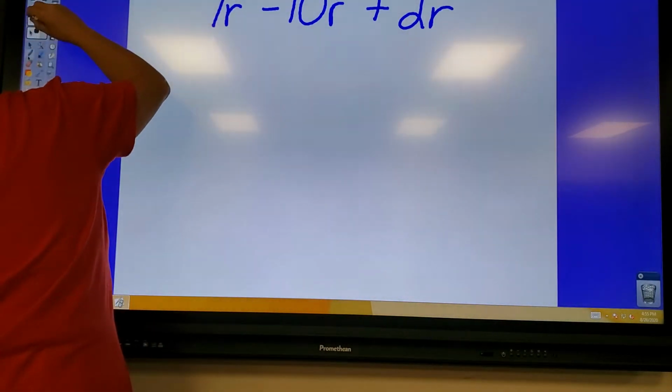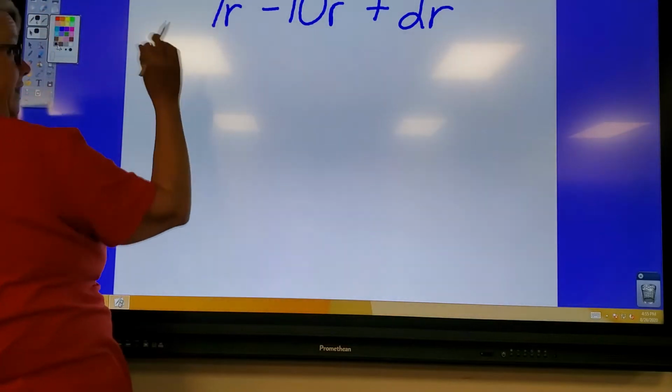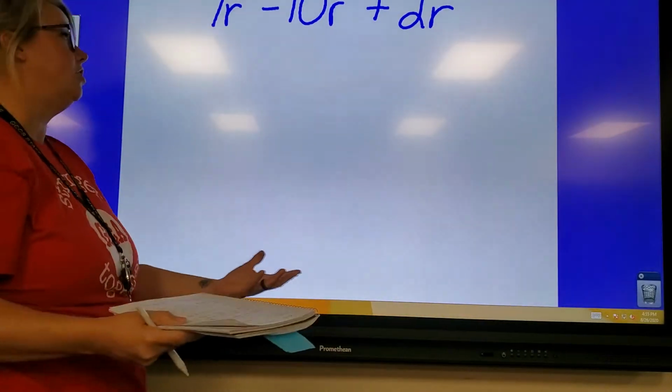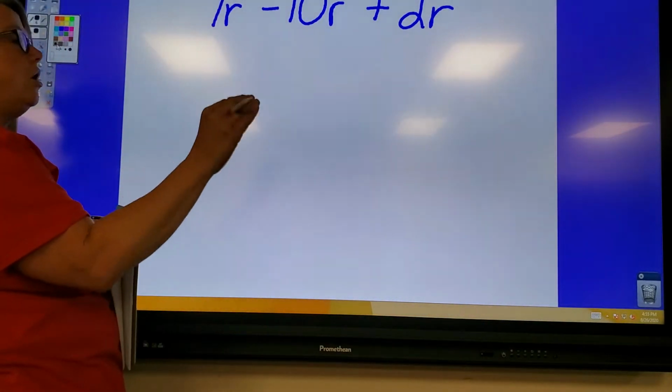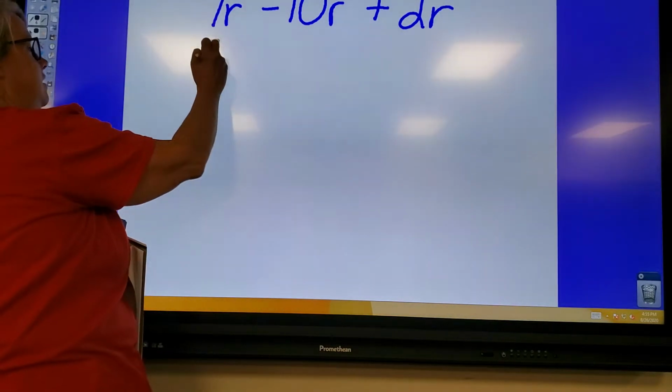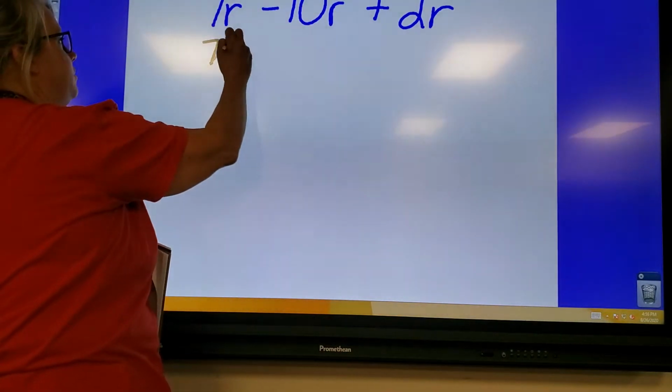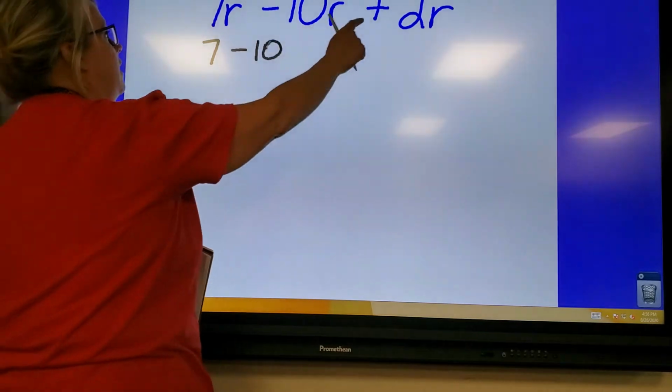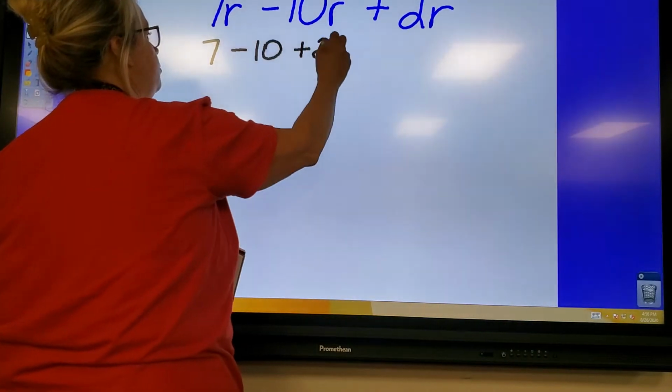Okay, so they all have an r, which is great. That means they're all like terms, and we're going to focus on the coefficients. So we have a 7. Now this minus sign is important. This is a minus 10 and then plus 2.